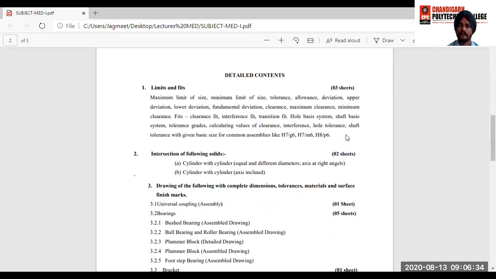Detailed contents. Chapter number 1 is limits and fits. You have to complete 3 sheets of them. The topics are maximum limit of size, minimum limit of size, tolerance, allowance, deviation, upper deviation, lower deviation, fundamental deviation, clearance, maximum clearance, minimum clearance, fits, clearance fits, interference fit, transition fit, hole basis size, shaft basis size, tolerance grade, calculating value of clearance, interference, hole tolerance, shaft tolerance with given basic size of common assemblies like H7G6, H7M6, H8P6.